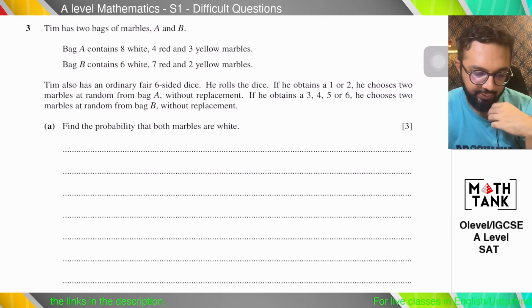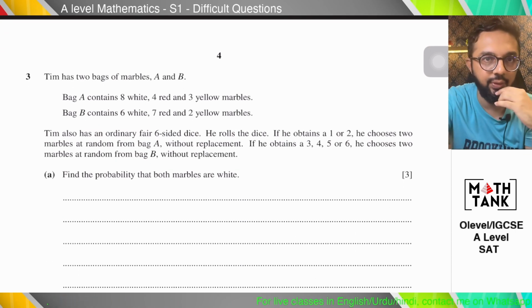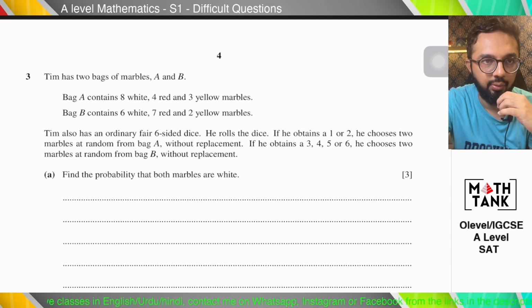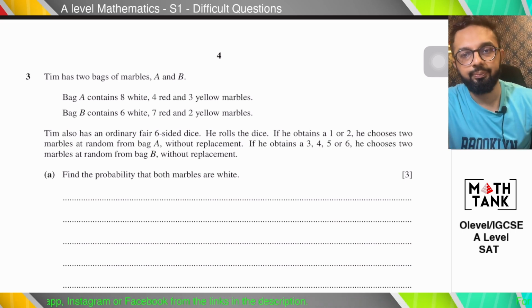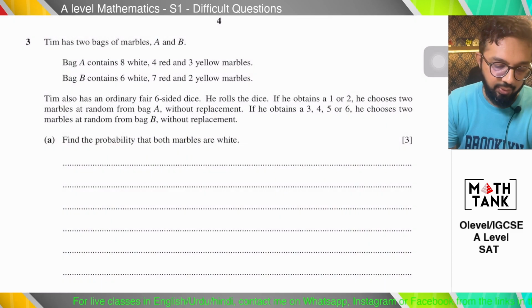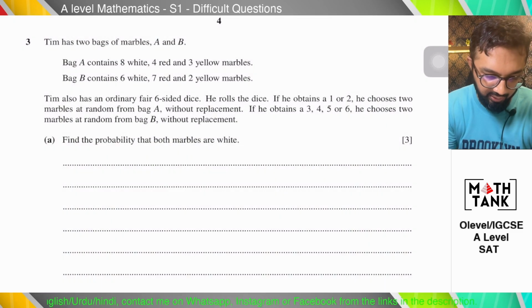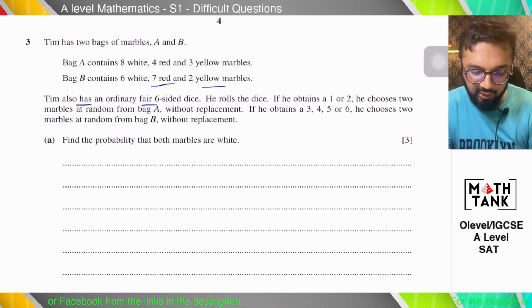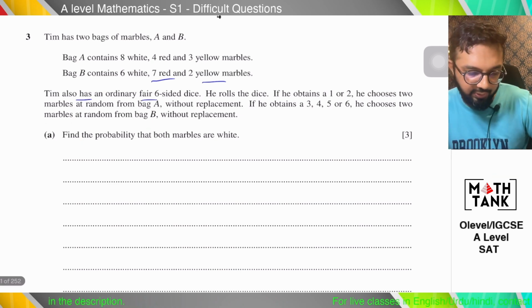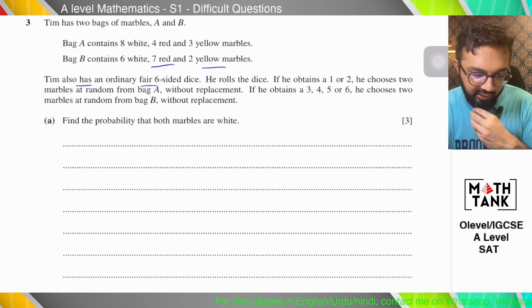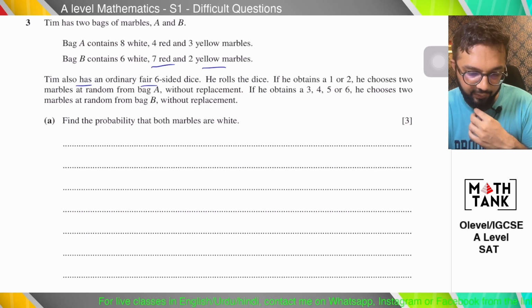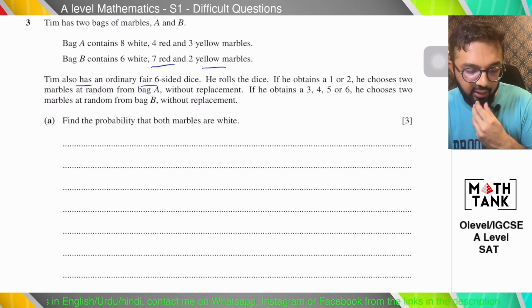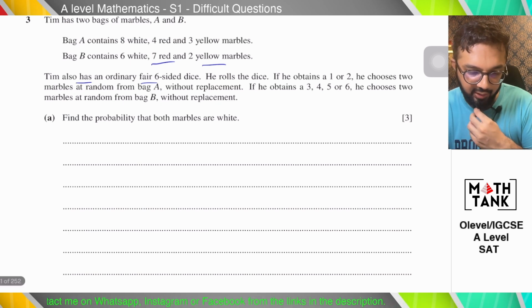Tim has 2 bags of marbles, A and B. So this is a similar question from November 5-3 now. Okay. Tim has 2 bags of marbles, A and B. Bag A contains 8 white, 4 red, and 3 yellow marbles. Bag B contains 6 white, 7 red, and 2 yellow marbles. Tim also has an ordinary fair 6-sided die. He rolls the die. If he obtains a 1 or a 2, he chooses 2 marbles at random from bag A without replacement. If he obtains a 3, 4, 5, or 6, he chooses 2 marbles at random from bag B without replacement. Find the probability that both marbles are white.